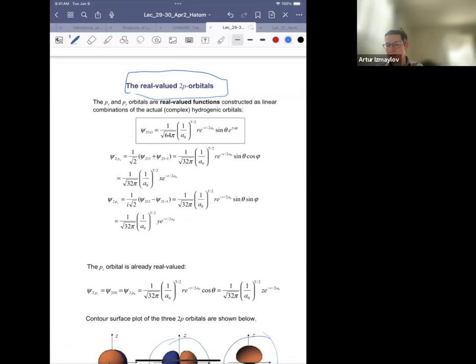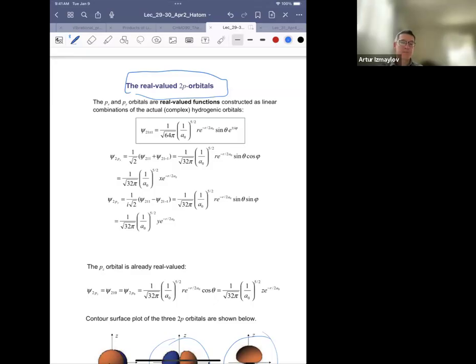Okay, so one other last thing before the break. We have real value 2p orbitals and the complex value 2p orbitals. What's the difference? Do you guys remember? Because I think we discussed this when we were talking about spherical harmonics, right? So you should remember that there are two symmetry operators. Let's see if you remember what they are.